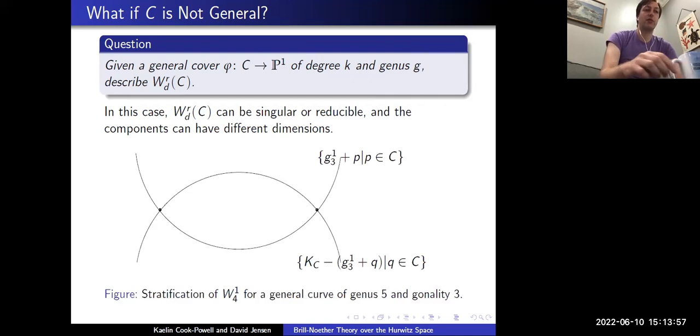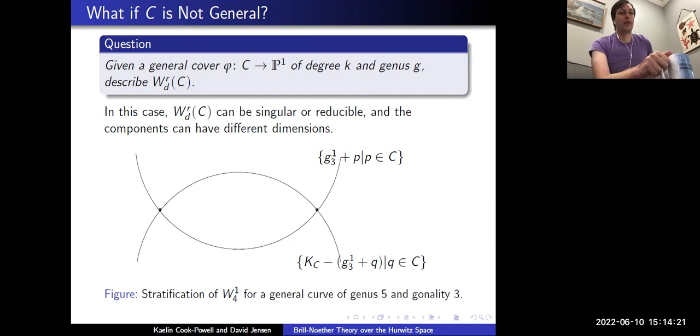So here's an example. If you take a trigonal curve of genus 5, so that's a curve of genus 5 that has a degree 3 map to P1, then I want to think about what are all the line bundles of degree 4 and rank 1 on that curve.